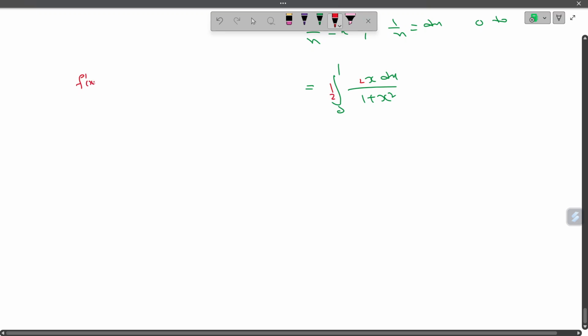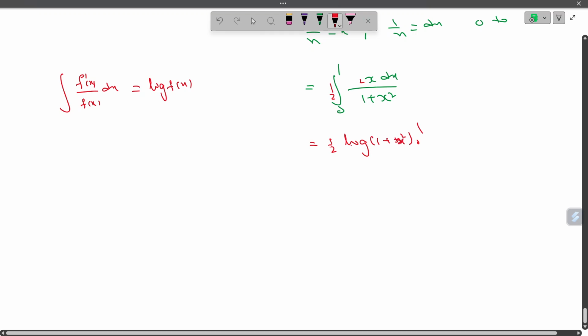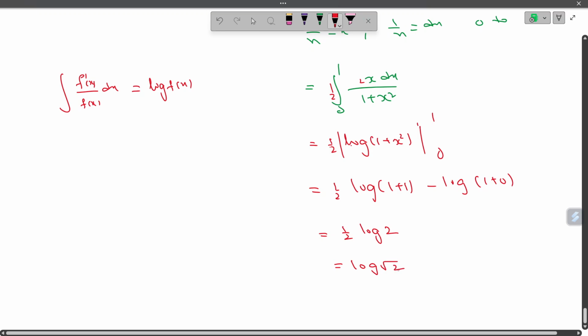Do you remember? The integral of f dash x by f of x dx is log of f of x. So 1 by 2 log of 1 plus x square from 0 to 1. Log of 1 plus 1 square minus log of 1 plus 0 square. Log 1 is 0. This is 1 by 2 log 2, or log of root 2, is the answer.